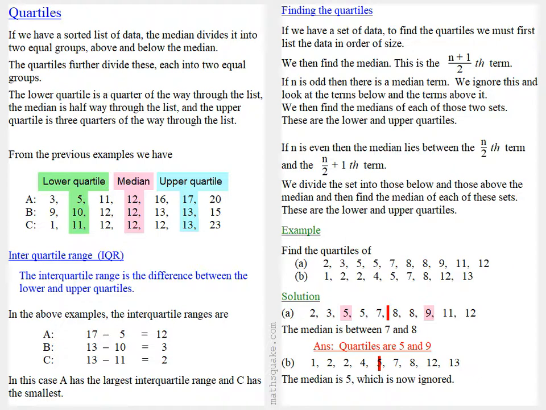Now on the left-hand side we've got the numbers 1, 2, 2, 4, so the median is the mean of 2 and 2, which is 2. And on the right-hand side, the median is the mean of 8 and 12, which is 10. So the lower quartile is 2 and the upper quartile is 10.